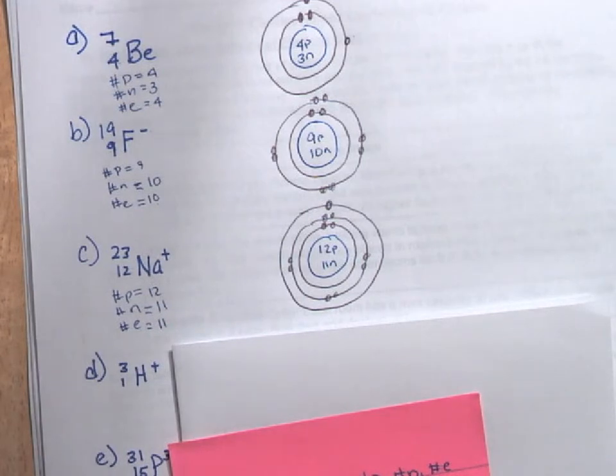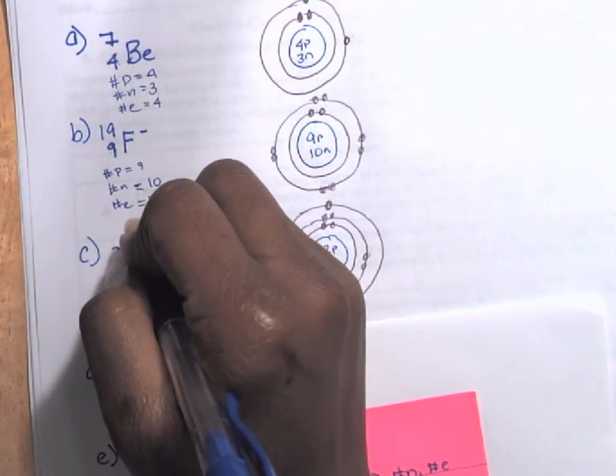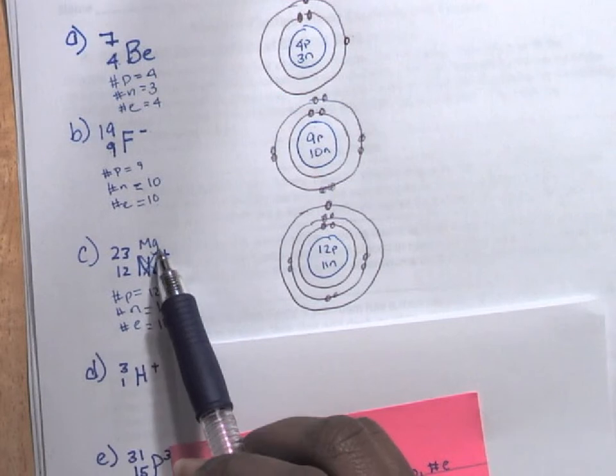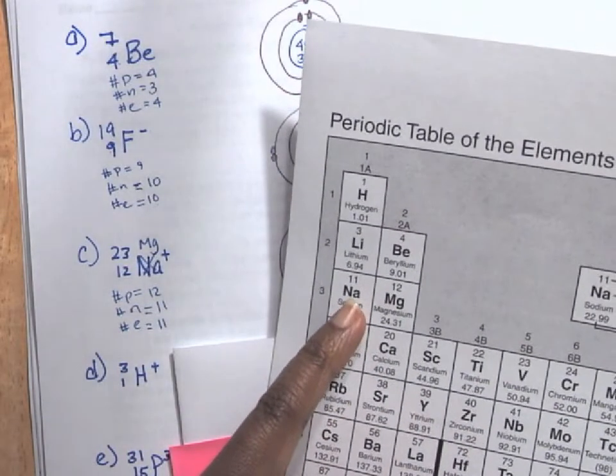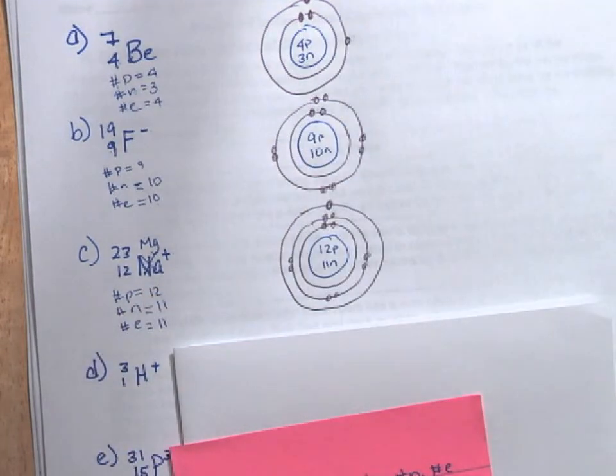Oh, and I think actually this one is supposed to be magnesium. Sorry for making this magnesium. There we go. Not sodium. And the reason why I knew that wasn't right was because sodium doesn't have an atomic number of 12. Magnesium does. So that's magnesium. Okay. All right. So that is that.